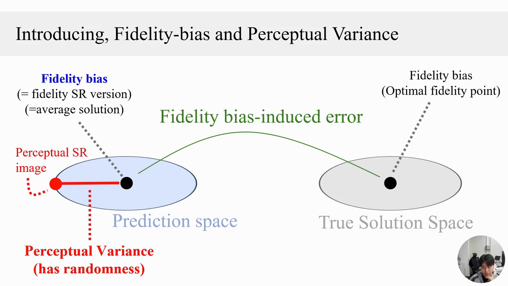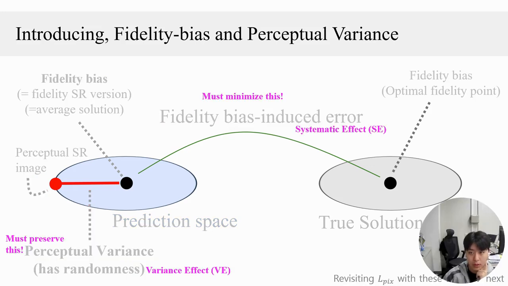The fidelity bias is the average solution of the super resolution process, or else the fidelity SR version of an SR image. Accordingly, we could define the ground truth fidelity bias, which is the optimal fidelity point, and the fidelity bias induced error, which is the distance between our predicted fidelity bias and the optimal fidelity point.